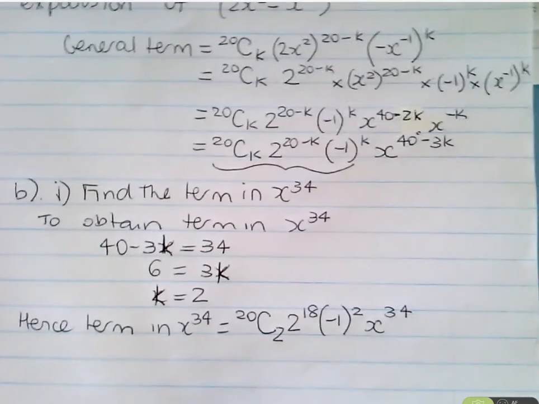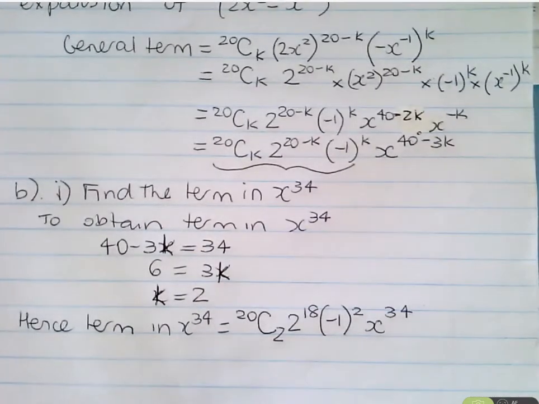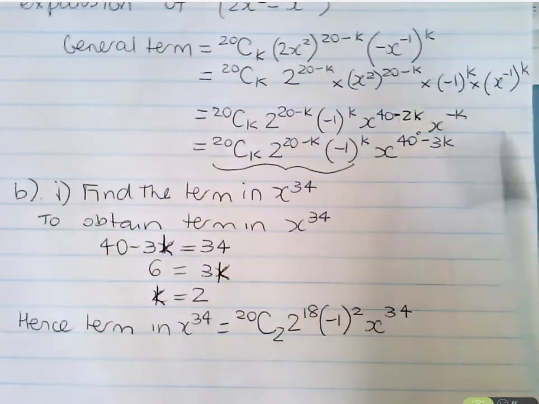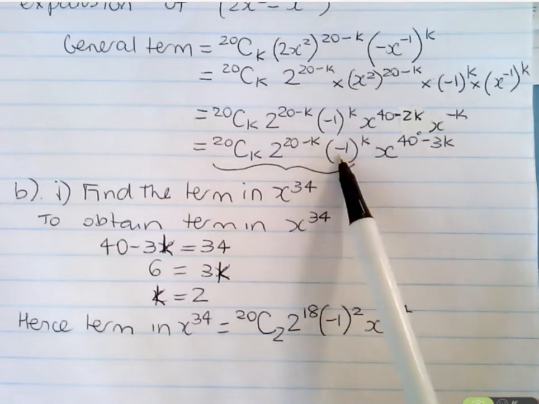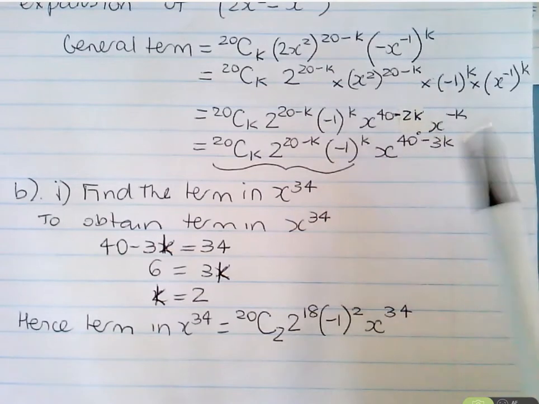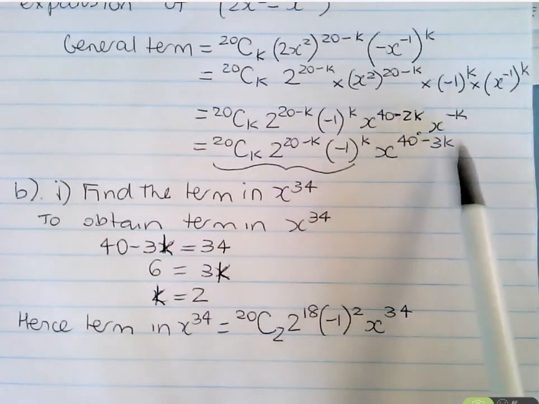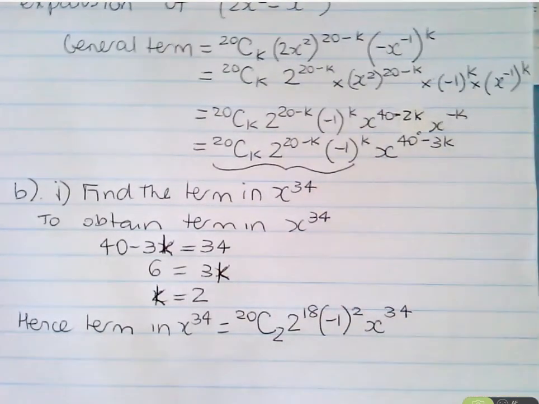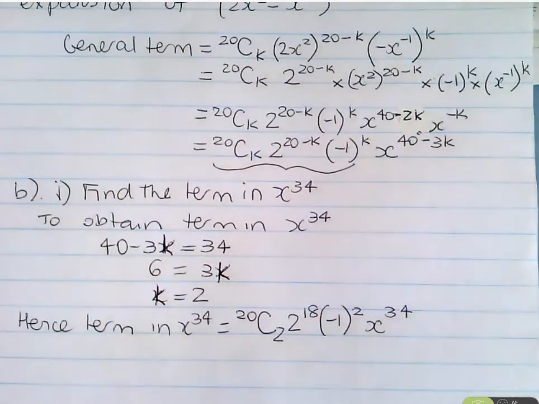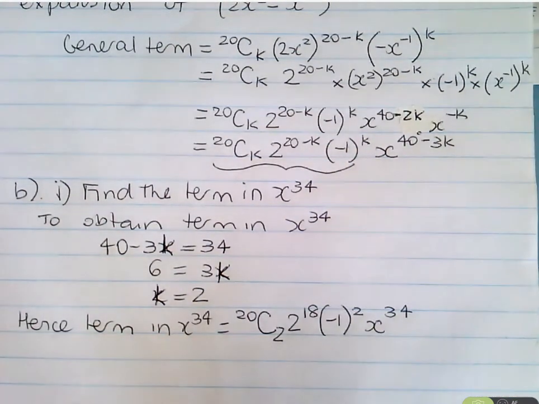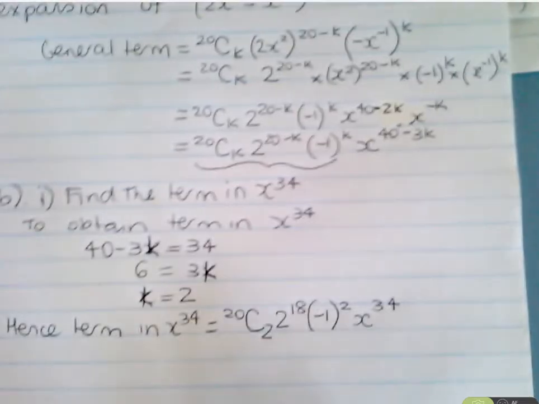Now, sometimes they'll ask for the term in x to the 34 or the coefficient of the term in x to the 34. You will do these all the same way, where you come up with a simplified general term where you've got anything independent of x at the front and your x term as one term here at the end. If you want the term in x to the 34, you make 40 minus 3k equal to 34. If you want the term in x to the power of 5, you make 40 minus 3k equal to 5. If you want the term independent of x, you make 40 minus 3k equal to 0. Okay? We'll do one of those in a minute.